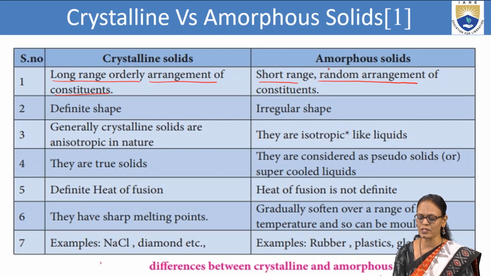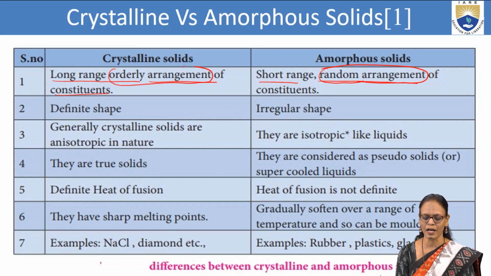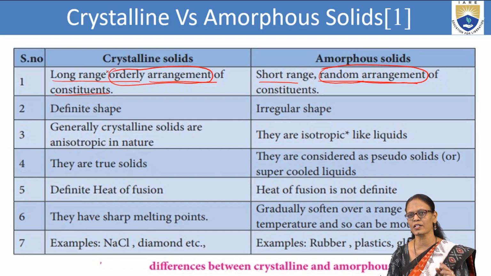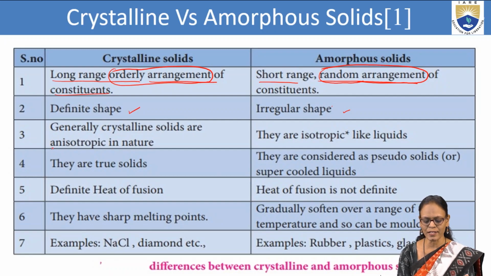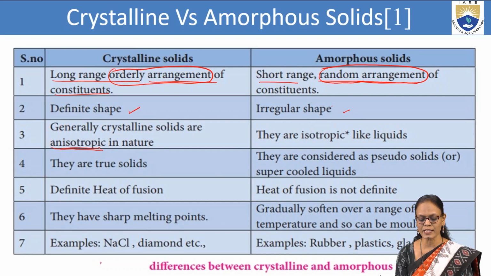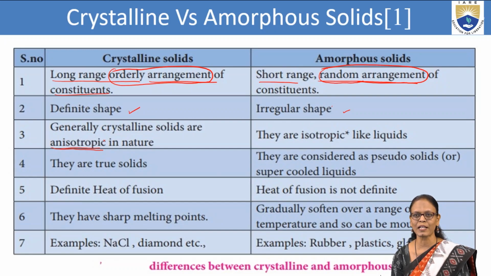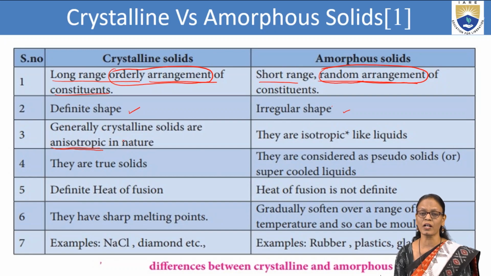So, these are the key words. For amorphous, we say it is random arrangement of atoms, and for crystalline, it is orderly arrangement. These are the 2 keywords for crystalline and amorphous substances. Crystalline solids have a definite shape, whereas for amorphous, the shape is irregular. And crystalline solids are anisotropic. When do we say it is anisotropic? If the properties are varying, we call it anisotropic, and amorphous solids are isotropic like liquids.